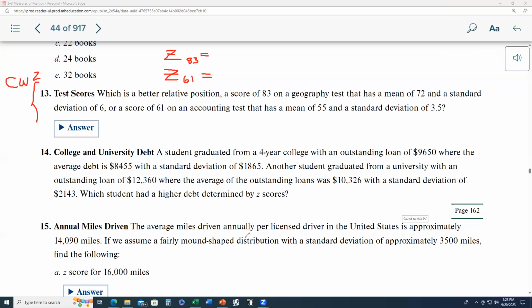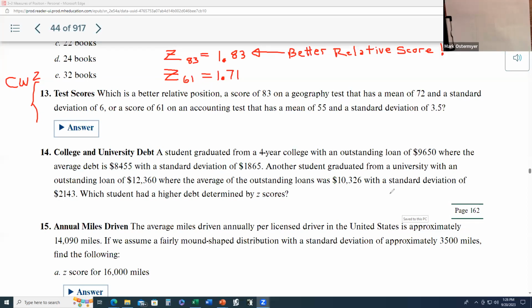1.71. Exactly. And so therefore, ladies and gentlemen, notice that the geography test score is higher above the mean score, and the accounting test score is not as high above the mean test score. So therefore, the geography test score, relatively speaking, is the better score between the two exams. Does that make sense here?